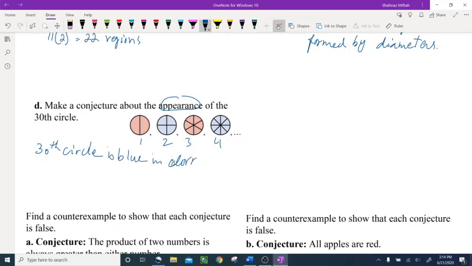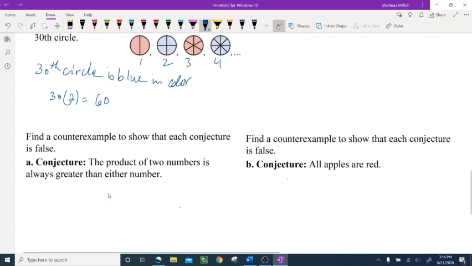Color. What else do we know? Regions. How many regions do we have? Since we already know it's increasing by twice, it means 30 times 2 is going to give me 60. So we have 60 regions for this 30th circle, and it's blue in color. Okay.